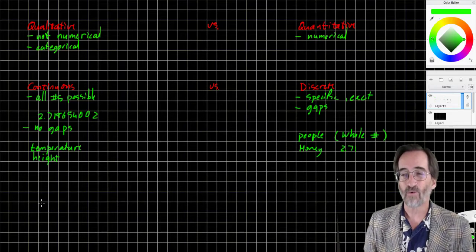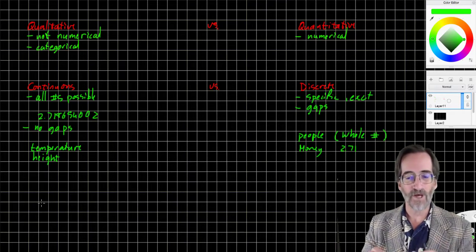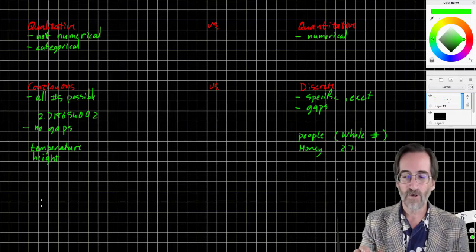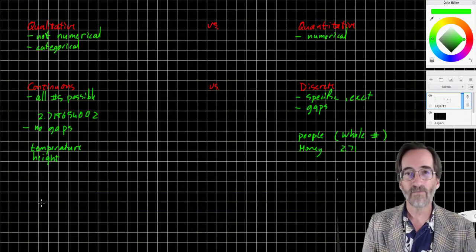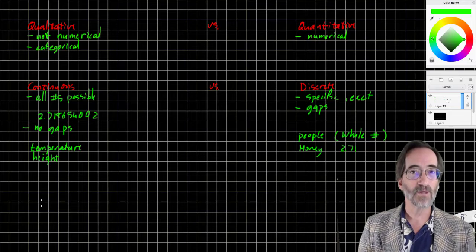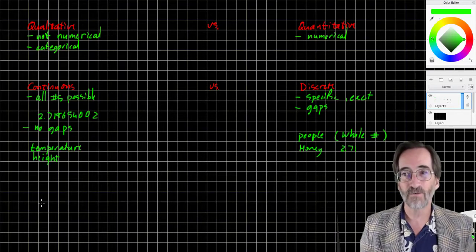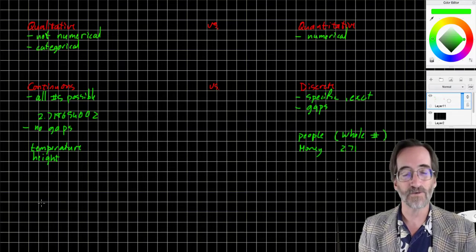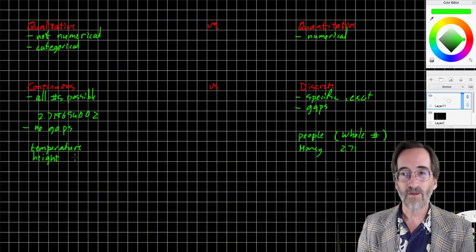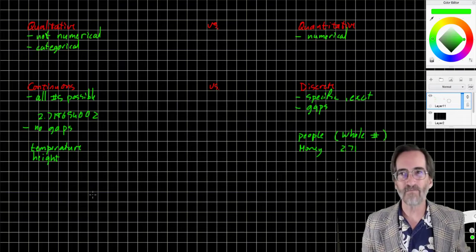I think a micrometer is used for measuring very, very small increments in length. Micrometers get down to the thousandth of a millimeter. That's very, very fine, but that's still not 2.718654002. But theoretically, it is continuous. All right, so hopefully that makes sense.